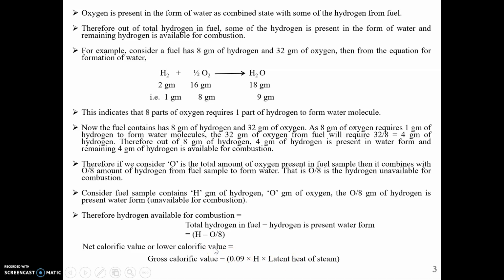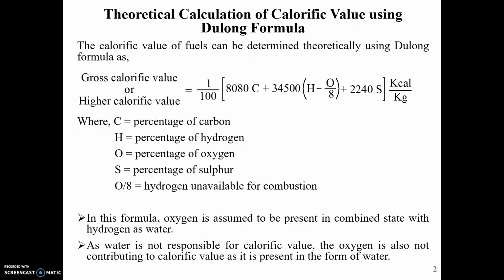That means finally Dulong's formula for theoretical determination of calorific value of chemical fuel is 1/100 [8080 × percentage of carbon + 34,500 (percentage of hydrogen − percentage of oxygen/8) + 2240 × percentage of sulfur].